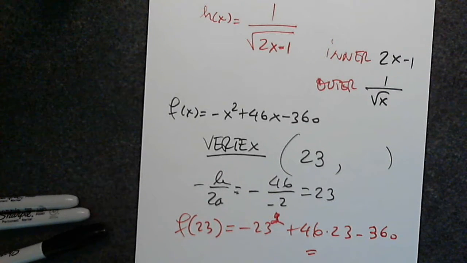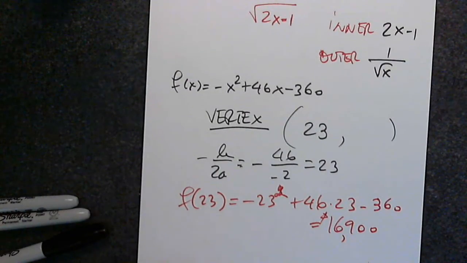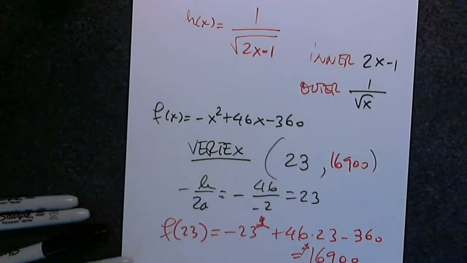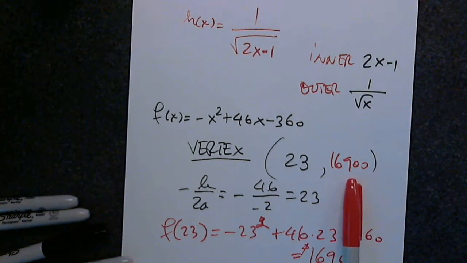So let's take a look. Plus 46 times 23 and minus 360. I got 169 hundreds, 16,900. So if they manufacture, and assuming that they're selling, right? Because if they're just putting them on the shelf, it's not going to do anything. So if they manufacture 23 a day and they sell them, then they have a profit of 16,900 a day.